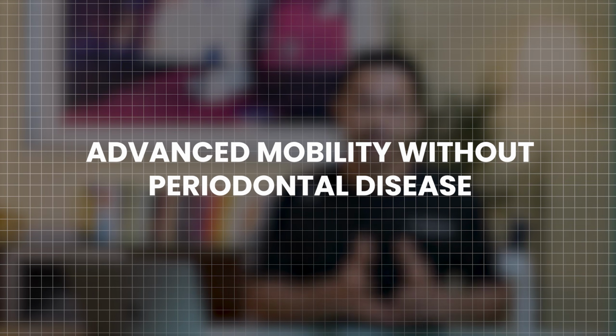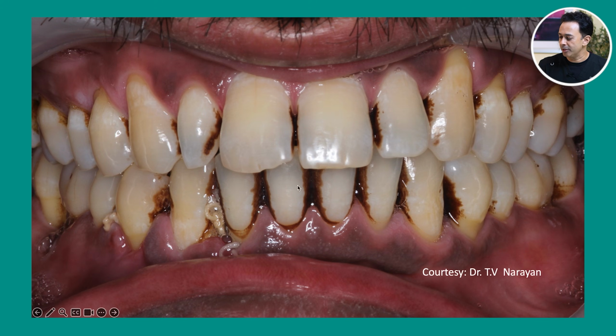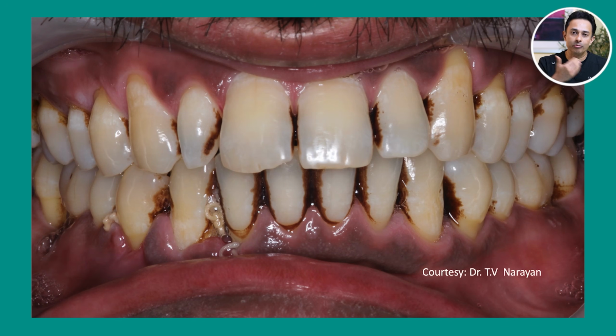Advanced mobility without periodontal disease, again, a good indication for biopsy. This is courtesy my friend Dr. T.V. Narayan. You have a case where all the mandibular teeth are mobile and all the maxillary teeth are not mobile. So again, atypical, right? You hardly find a situation where somebody shows up with a lot of mobility in the lower teeth and absolutely no mobility in the upper teeth.